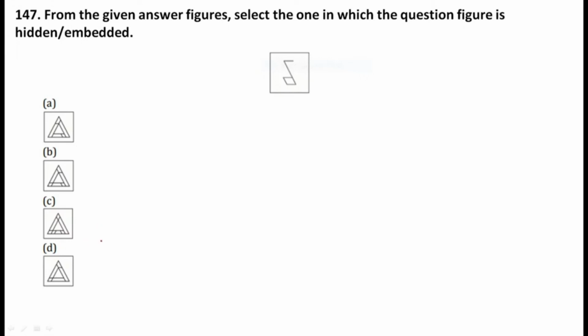Okay, guys. I can see this shape in figure number B. I will show the shape here. This is the question figure. These are the answer figures, guys. So you can see this shape in which of the following figures. Now I can choose option B. That is the embedded figure or hidden figure. Clear? If you go through the remaining ones, we never get those kinds of shapes.